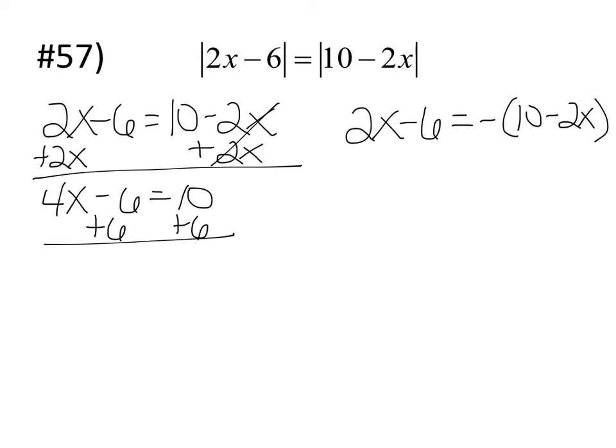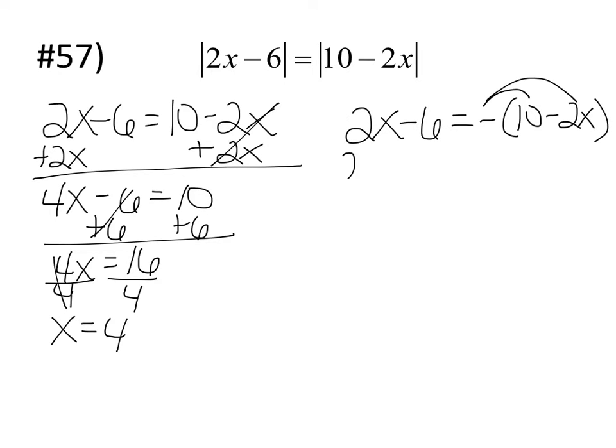Add 6 to both sides here, giving me 4x is equal to 16. Divide both sides by 4, you get x is equal to 4. Over here, you're going to distribute the negative. 2x minus 6 is equal to negative 10 plus 2x, because a negative times a negative is a positive.